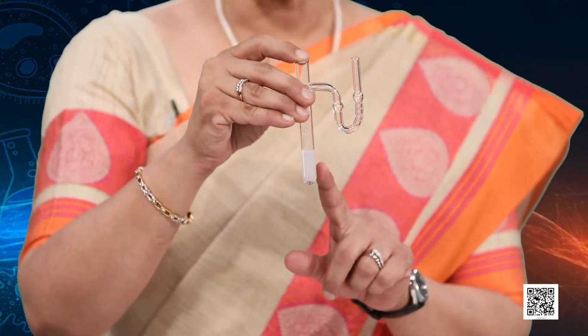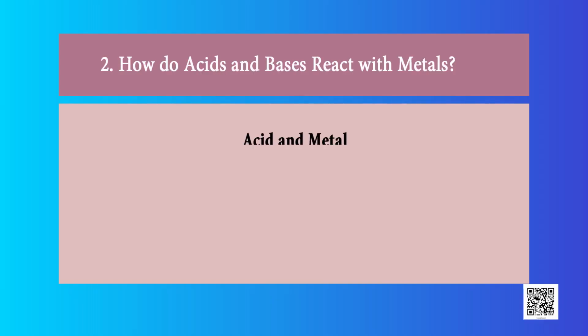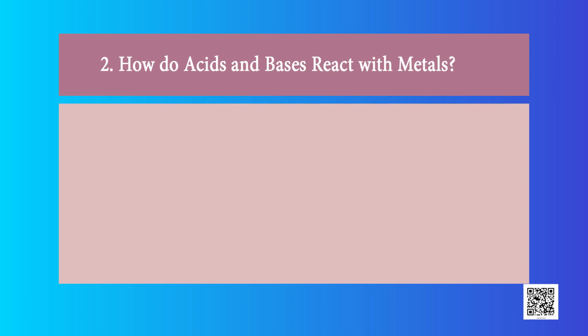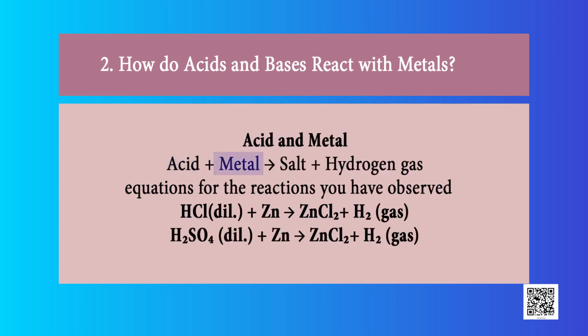So, my dear friends, we will say that acids react with metal to produce hydrogen gas, which burns with a pop sound, and what is the next product? It is salt. So, let us write a reaction. Acid plus metal gives salt plus hydrogen gas.